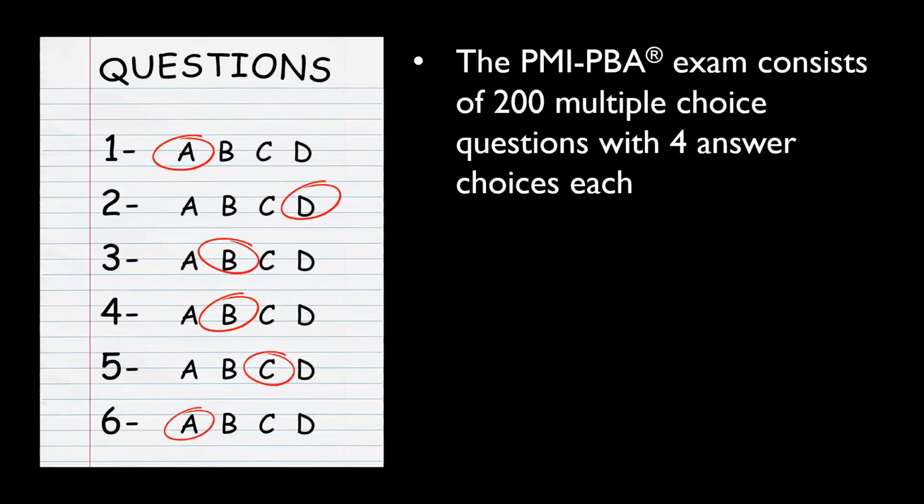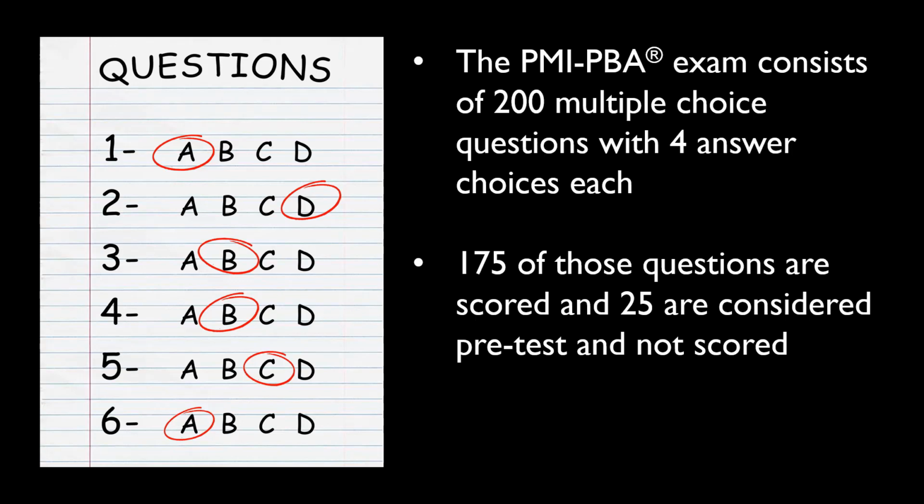The PMI-PBA exam consists of 200 multiple choice questions with 4 answer choices each. Out of the 200 questions, only 175 of those questions are scored, and 25 are considered pre-test and not scored. Those 25 questions are used to test the questions themselves for future versions of the PMI-PBA exam. You will not know which ones are scored versus not scored, and the 25 pre-test questions will be mixed in with the other questions within the exam.